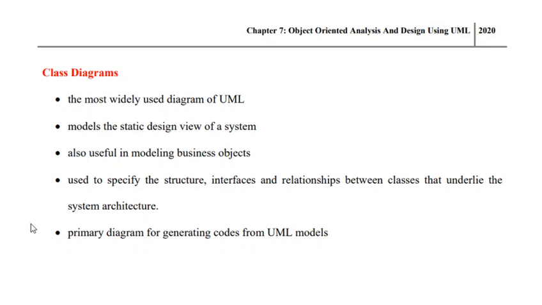Now, it's also useful in specifying the structure, interface, and relationship between various classes. So, this is a very important point that you need to remember. It's capable of specifying the structure, interface, and relationship between various classes that underlie a given system architecture. Now, it is one of the diagrams that is used for generating code from UML models. For example, you can use tools like Umbrello for creating executable code from a class diagram.